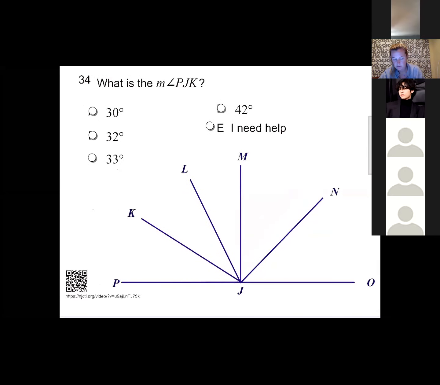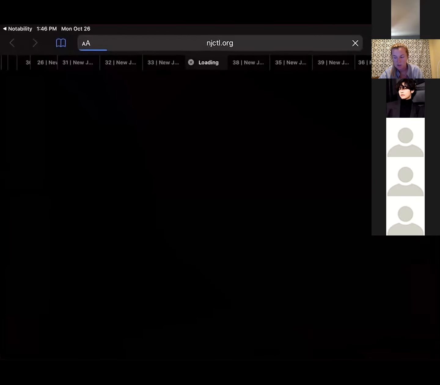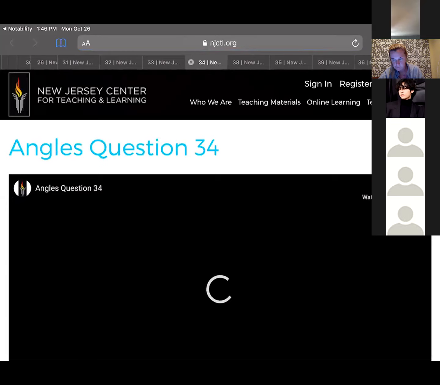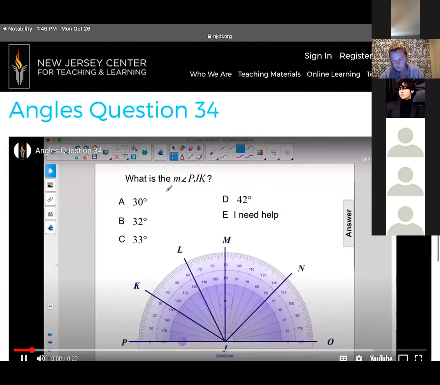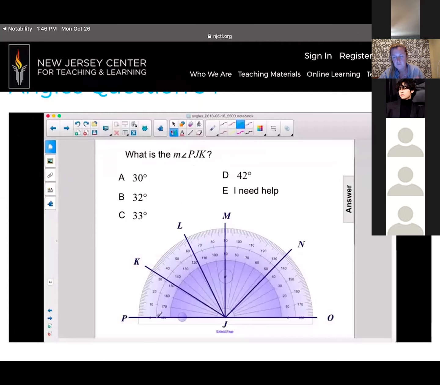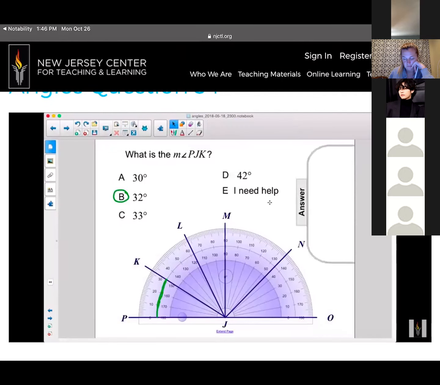Another one. Again, we're going over all these because this is good practice and we don't have a protractor. What is the measure of angle PJK? So PJK, we're looking at this angle right here. So we start at 0, we go up. This longer line here is 30. That's 31. And the blue line is right on 32. The answer is B.